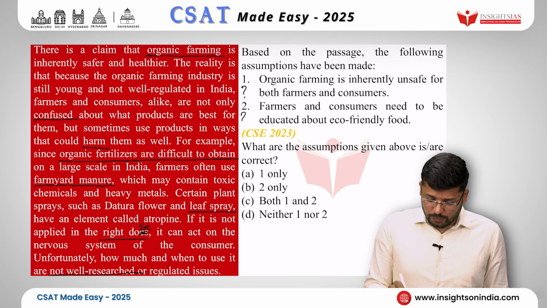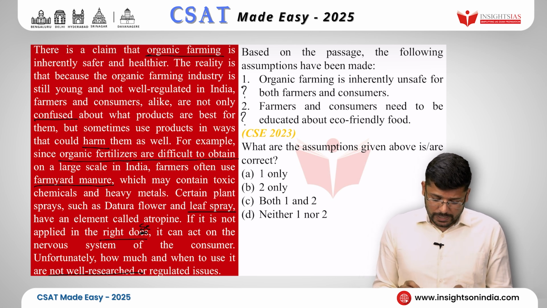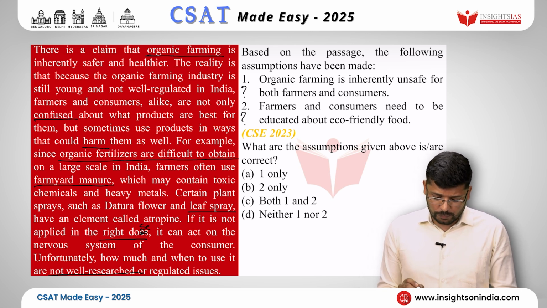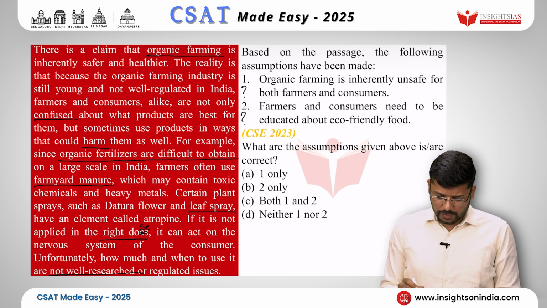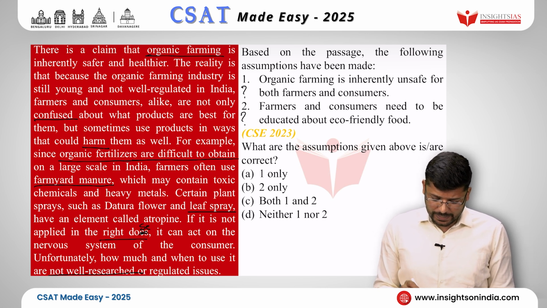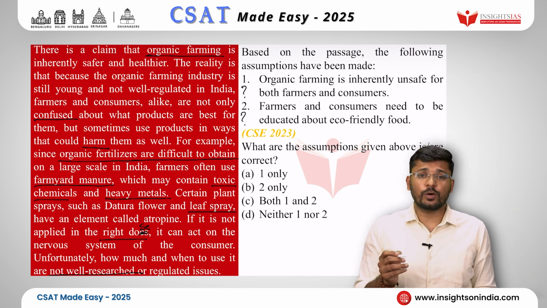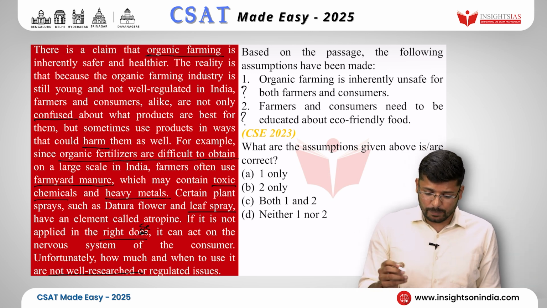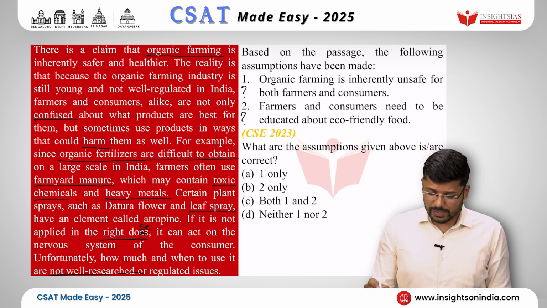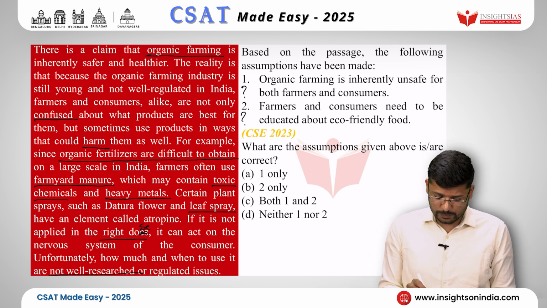I will tell you how we will make the assumption. Look at where they talk about farmyard manure. We read the sentence about farmyard manure, which contains toxic chemicals and heavy metals. Toxic chemicals and heavy metals are not eco-friendly things, right? So we can make a connection between organic farming and eco-friendly food by looking at this sentence.